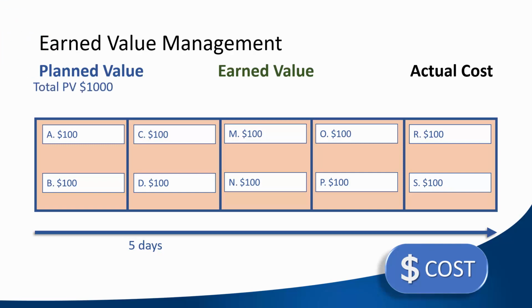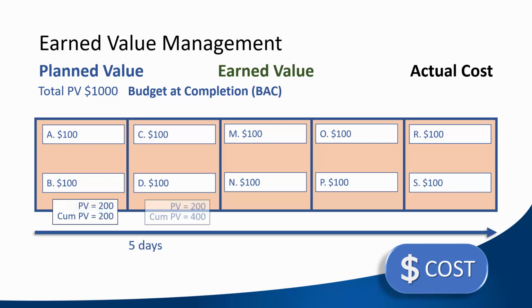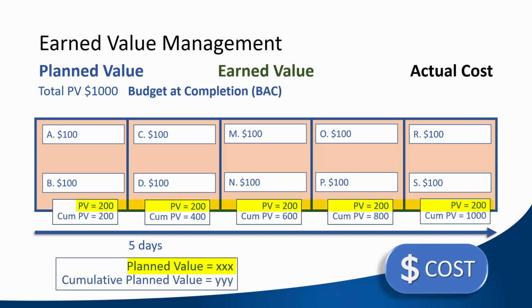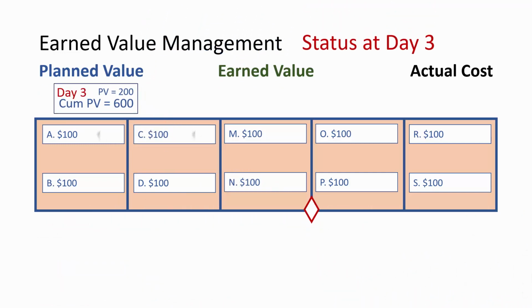The total PV is 1,000. That is the same as another key term, budget at completion, or BAC. We can actually roll up the PV for every day. In our notation, the PV for the day is on the top and the accumulated PV is on the bottom. So when we say plan value, we really mean at any day in the project, how much scope had we planned to accomplish by that date, and what had we planned to spend on those activities? Now, let's take a deeper dive into the status on day 3.